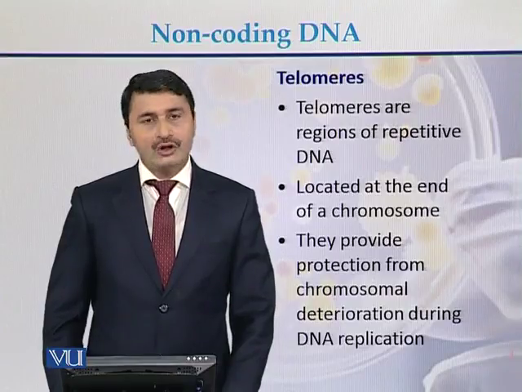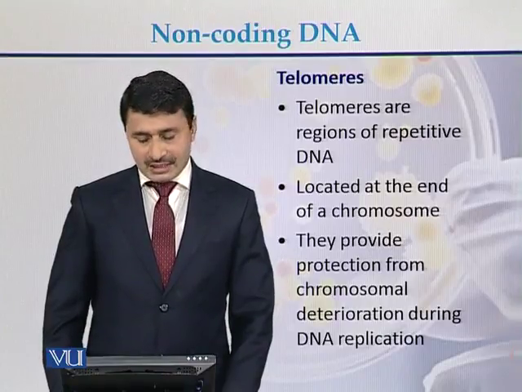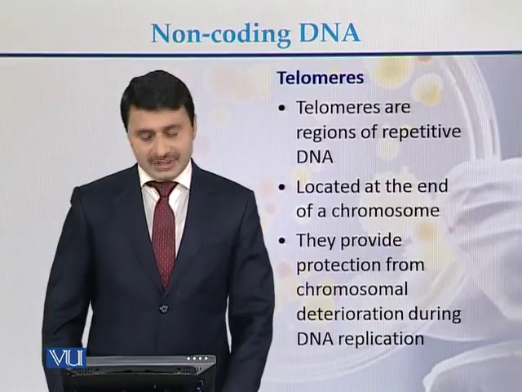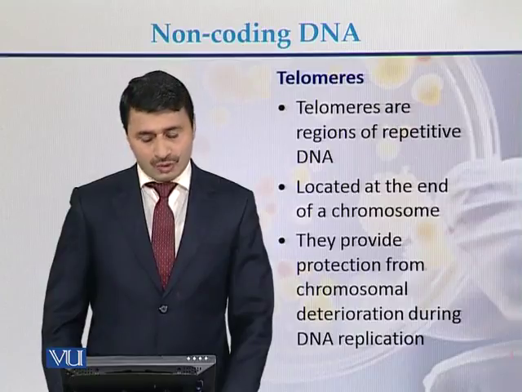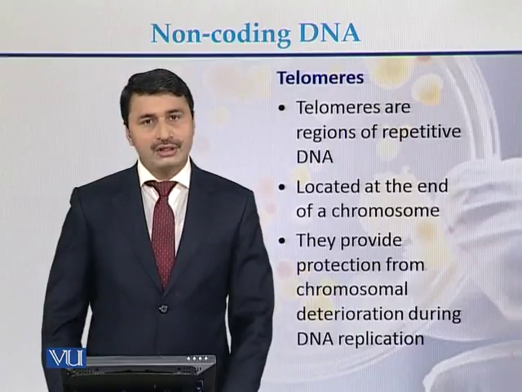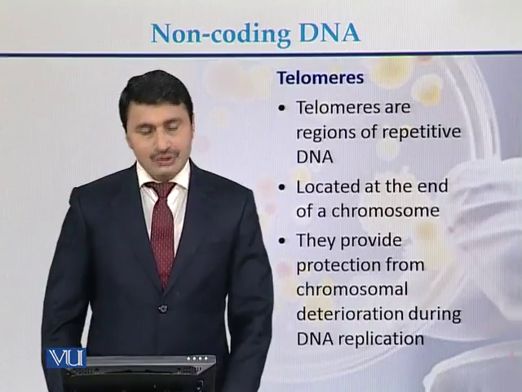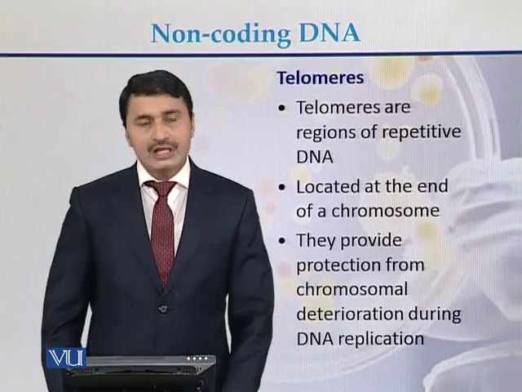The last type of non-coding DNA is the sequences which are present at the telomeres of the chromosomes. Telomeres are regions of repetitive DNA located at the end of a chromosome. They provide protection from chromosomal degradation during DNA replication. So those sequences are also non-coding in nature.